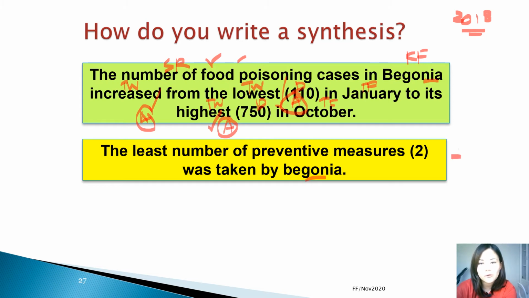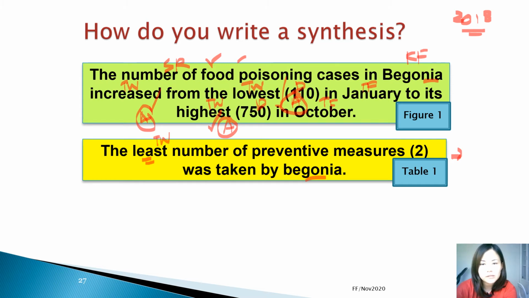Now, Begonia. So this one is from table 1. The least number of preventative measure 2 was taken by Begonia. The least number is a trend word. Preventative measures was taken. So this one is a subject reference, correct? The data is 2, Begonia is the key feature.